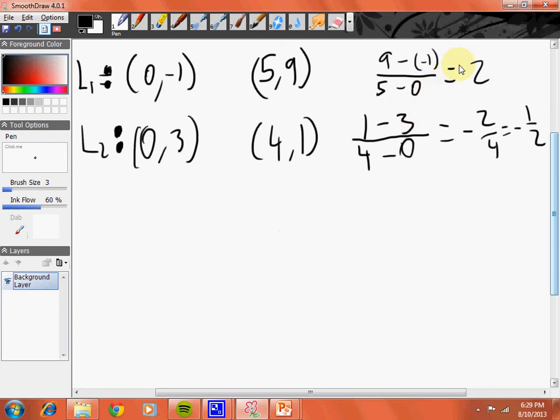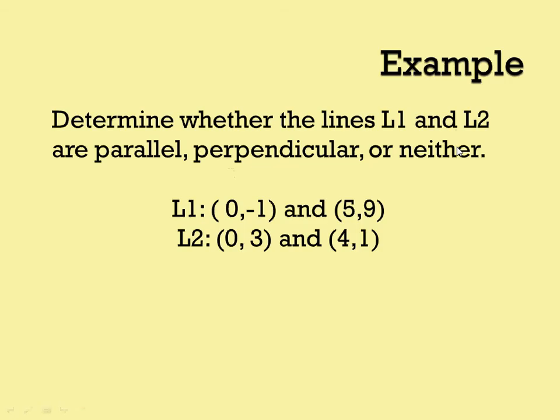Anyways, you can tell that they are not parallel because the slopes are not the same. However, if you took the 2 and did the reciprocal and then made it the opposite, you would get negative 1 over 2, which does mean that they're perpendicular. If this wouldn't have been the case, it would have been neither.